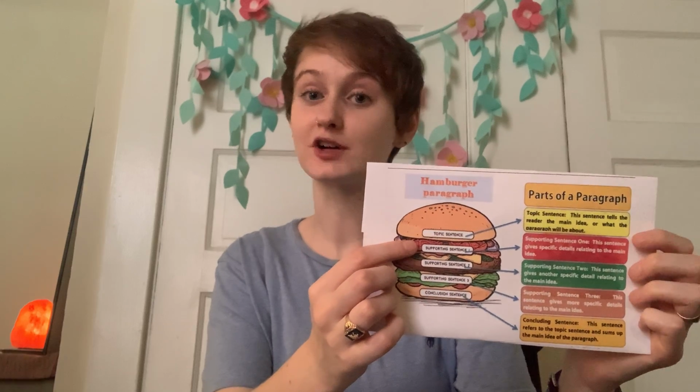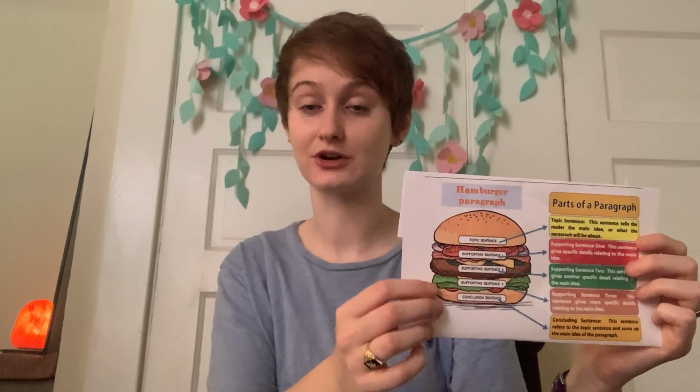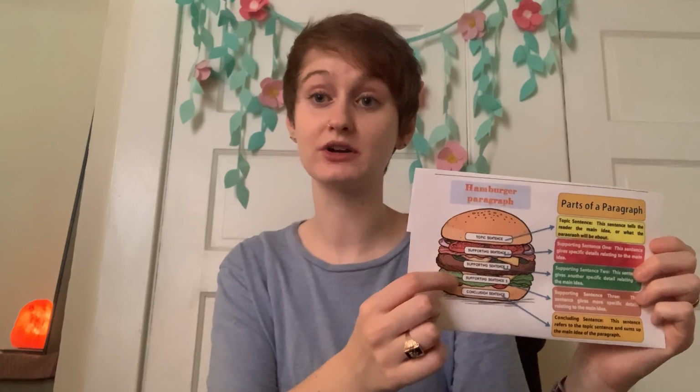In the middle of our paragraph, we're going to have 3 supporting sentences, which are going to give details about our topic. Remember that these details are all going to be related to our topic because a paragraph is going to have several sentences that all share the same idea. So they're all about the same thing. We have our topic sentence, and then 3 supporting sentences that give extra details and information about our topic.